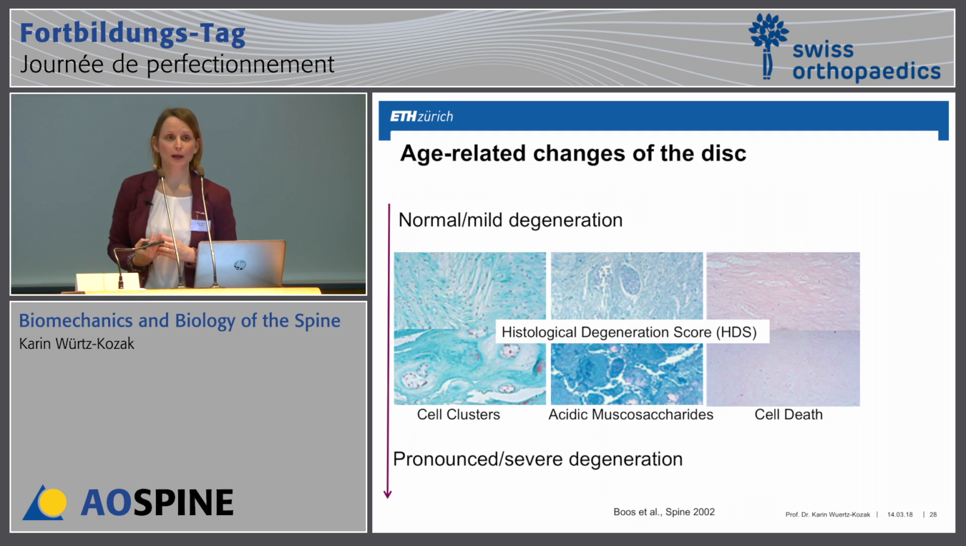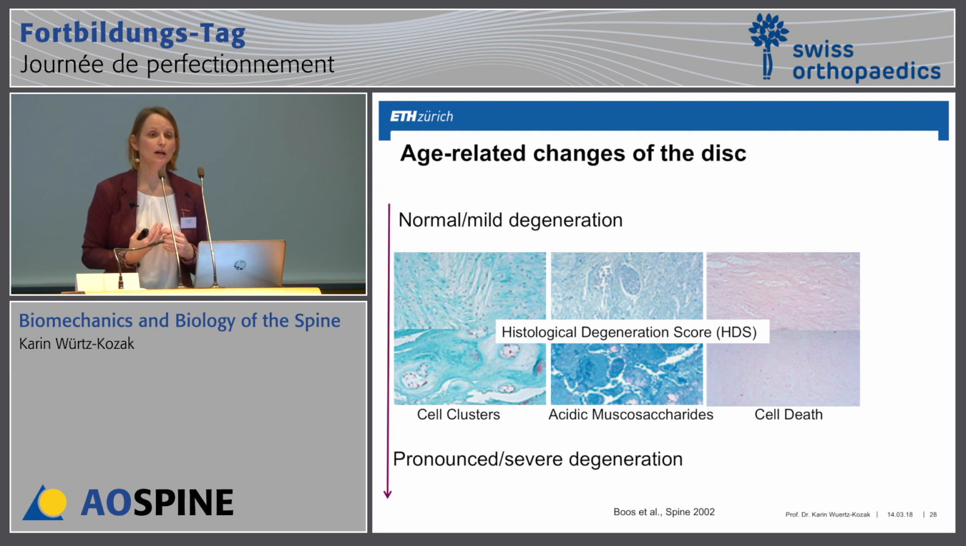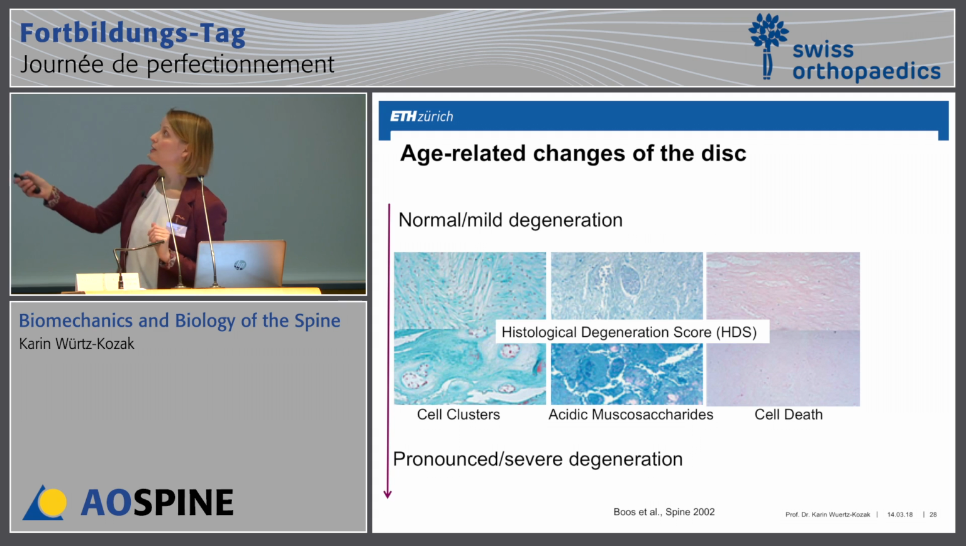You can also grade intervertebral disc degeneration not only macroscopically, you can also go microscopically. So this would be histology. It's a grading score that is called the histological degeneration score, which was actually created by Norbert Boos a few years back, where you look at specific things that would happen on a microscopic level during degeneration, such as cell cluster formation. So this would be the normal.